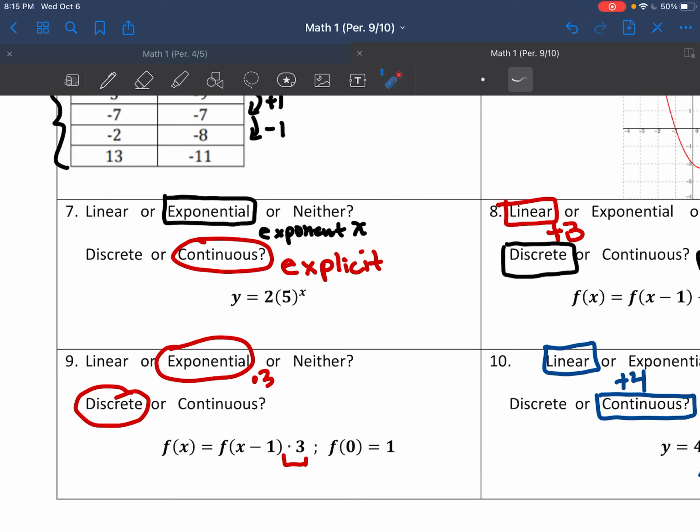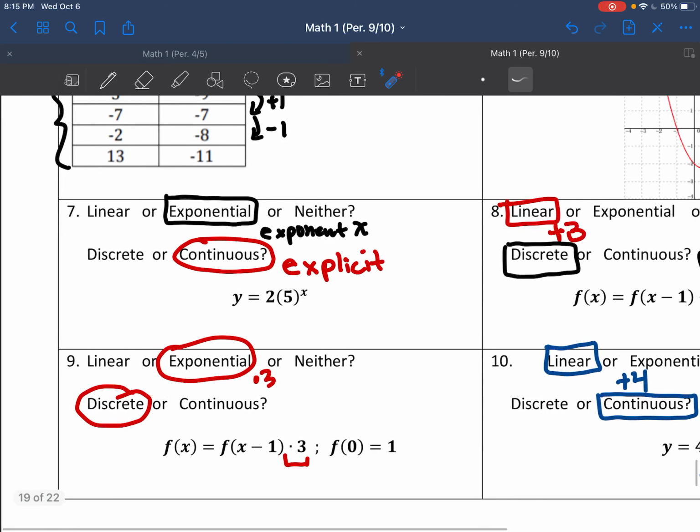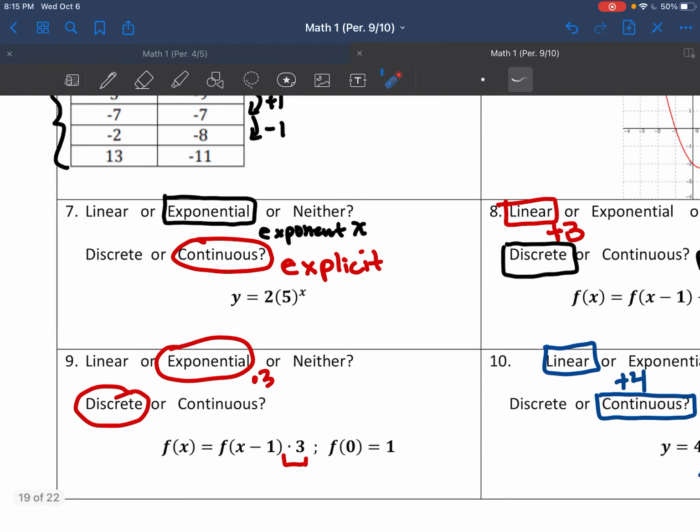7 is exponential because we have an exponent x. It's continuous because if we're given an explicit with no other information, we can assume that it is continuous. 8 is linear because we are adding by 3, and we can assume it's discrete because it's recursive and we're given no other information.